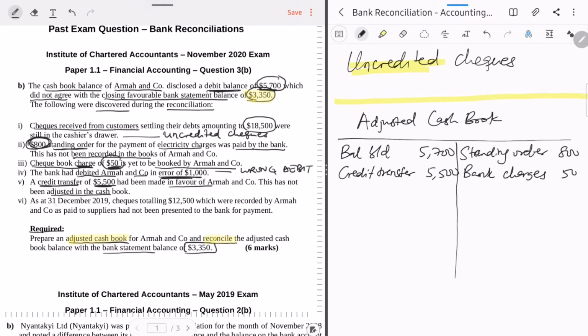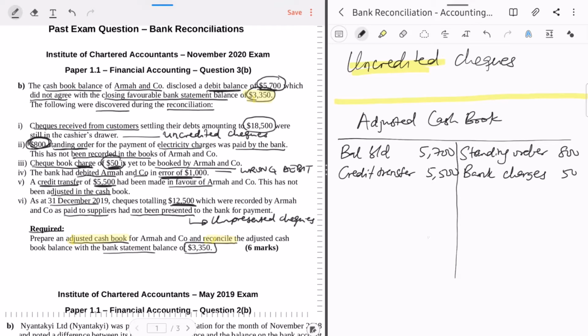Next is what? As at 31st December 2019, checks totaling 12,500, which were recorded by AMA and Co. as paid to suppliers, had not been presented. This is clearly what? Unpresented checks, right? So this will go to what? The bank reconciliation statement. So it means from the perspective of the adjusted cash book, we are done.